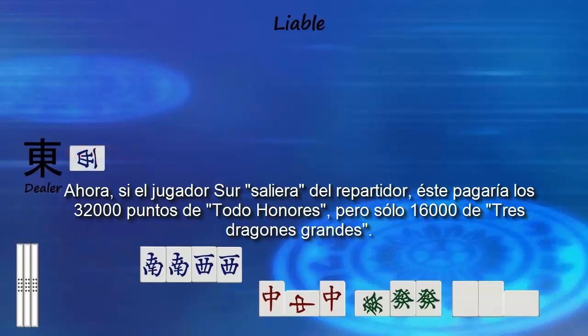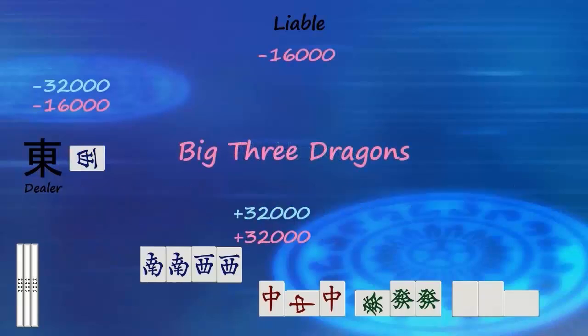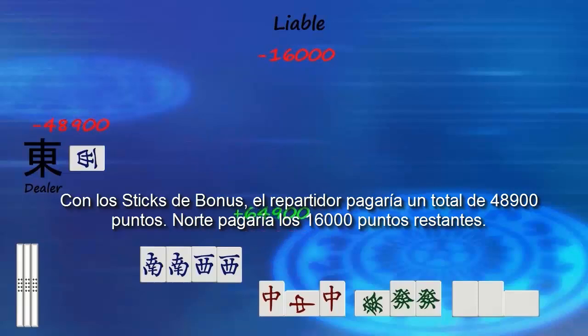Now, if South went out off the dealer, the dealer would owe all 32,000 points from All Honors, but only 16,000 points from Big Three Dragons. With the bonus sticks, the dealer owes a total of 48,900 points. North still owes the remaining 16,000 points.